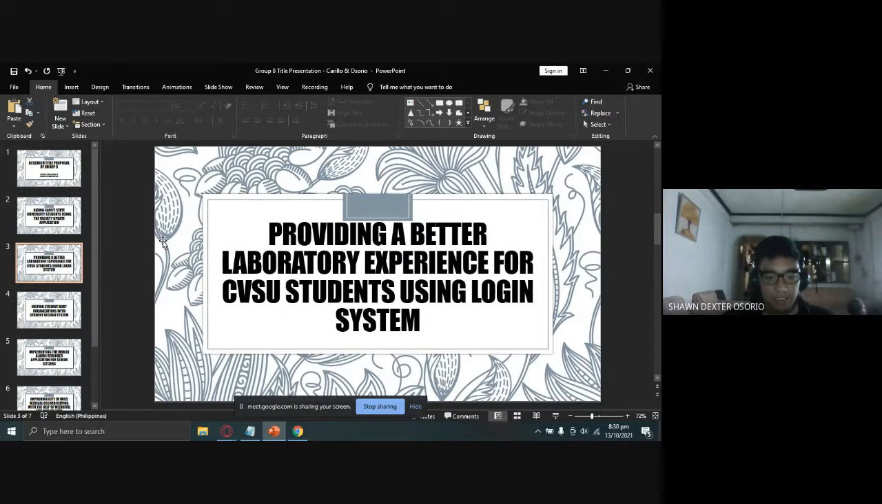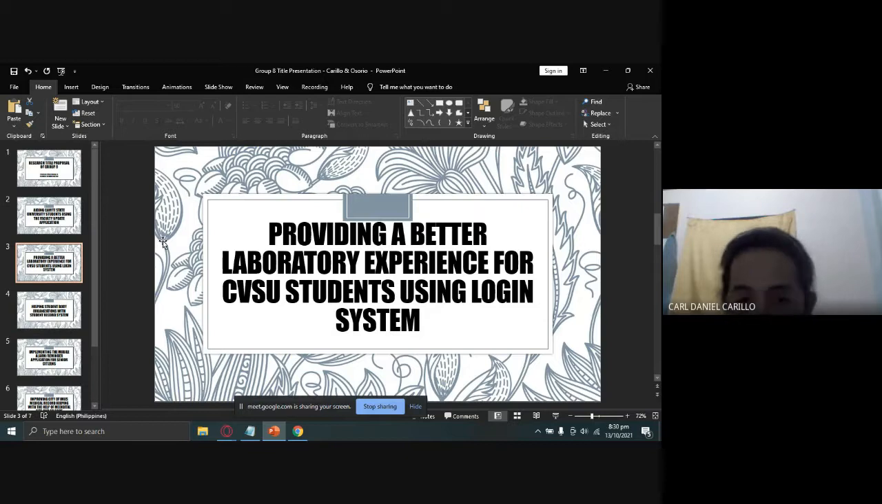So, our second title is Providing a Better Laboratory Experience for CBSU Students Using Login System. Our second title is about the login and sign up system. We would like to create a system that will show the user the PC in our com lab. It will also provide information about everything that they provide within the text boxes. It's saved directly to the server's database.